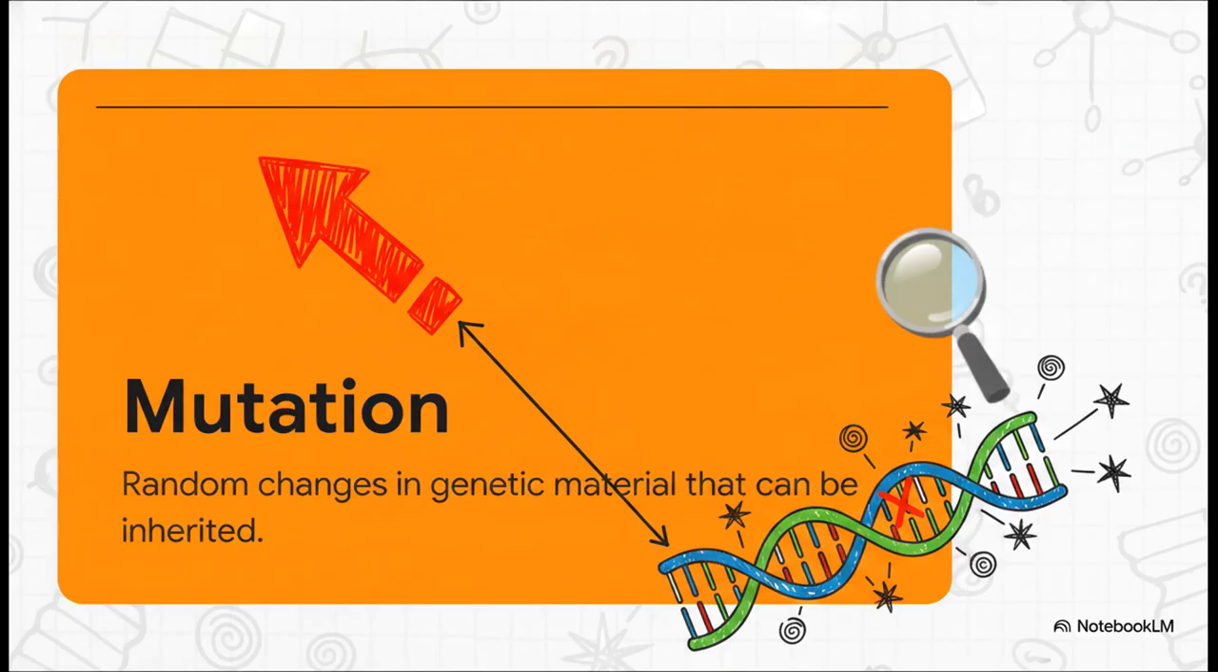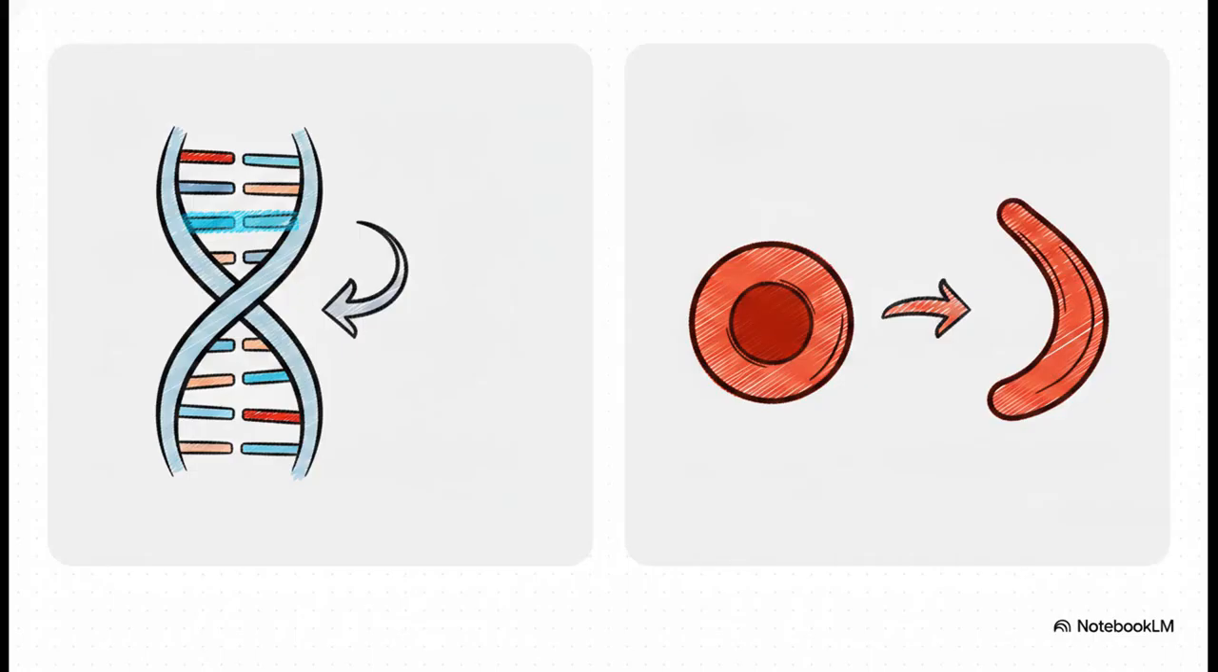Look, even the absolute best blueprints out there occasionally have errors, right? In biology, these are called mutations. Basically, a mutation is a random change in your genetic material that can be passed down or inherited. For instance, a gene mutation can happen when just a single, tiny base in a DNA sequence gets swapped out for another. And just like that, the molecular structure is altered at the microscopic level. It's wild to see how the micro cause connects to the macro effect.